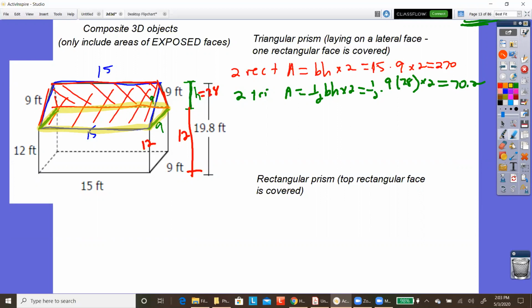Let's do the bottom shape. The bottom shape is a rectangular prism. What surfaces are exposed here? Well, we have this 15 by 9 rectangle on the bottom.